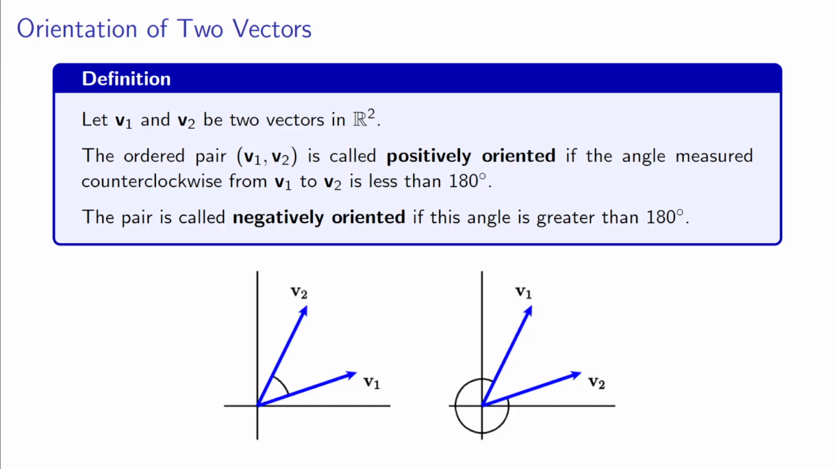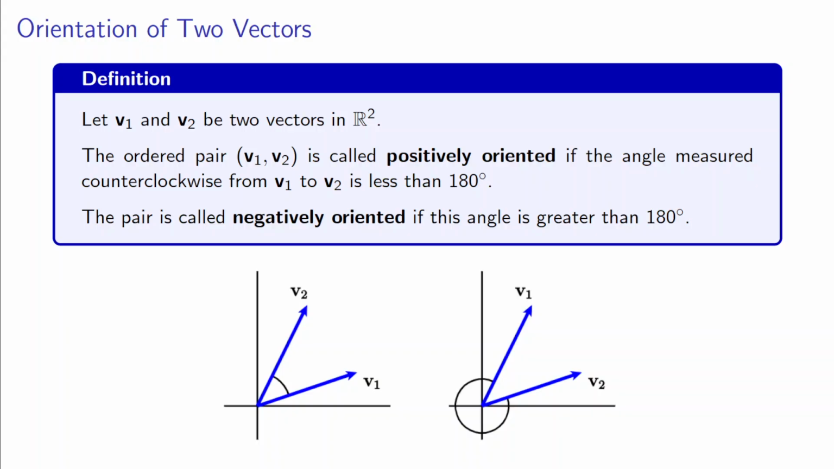All of the examples we saw in that video had matrices with positive determinants. So what we want to do now is, first of all, explore what it means if the determinant of a matrix is negative. And for that, we need to define this concept of the orientation of vectors in R2. So if we've got an ordered pair of vectors v1, v2 in R2, then we say that that pair is positively oriented if the angle measured counterclockwise from v1 to v2 is less than 180 degrees, and that the pair is negatively oriented if this angle is greater than 180 degrees.